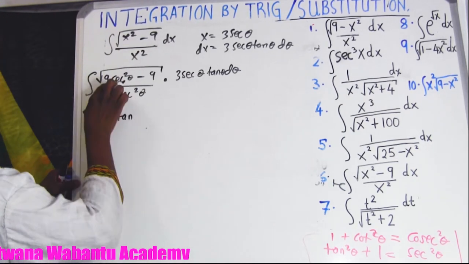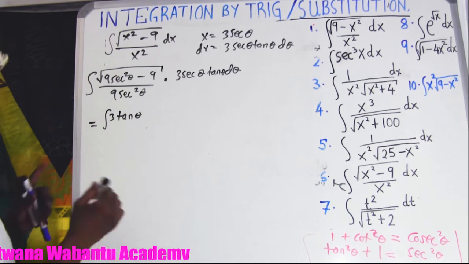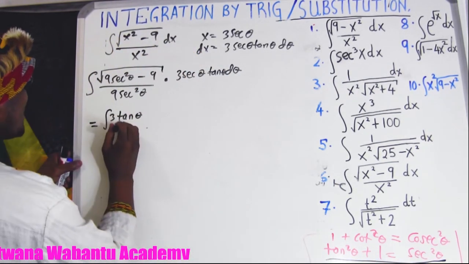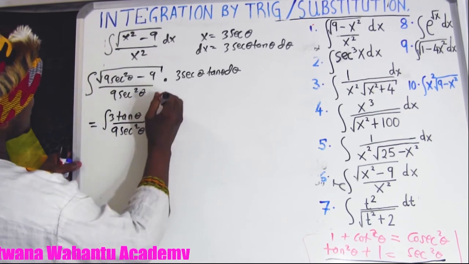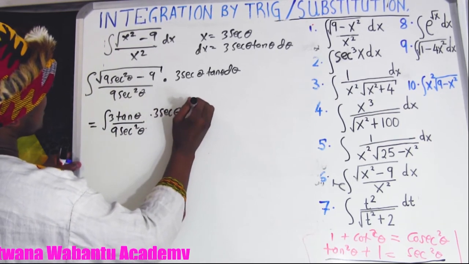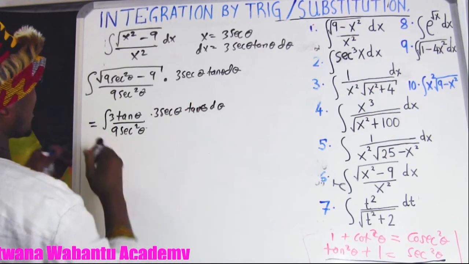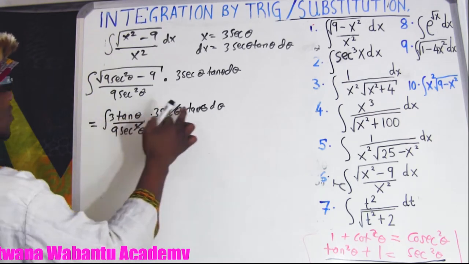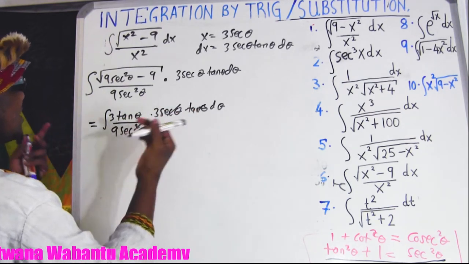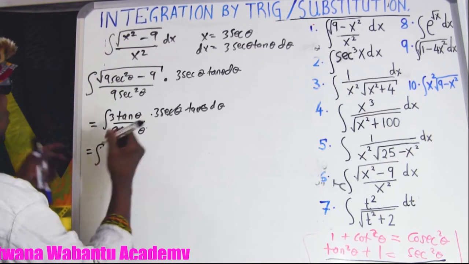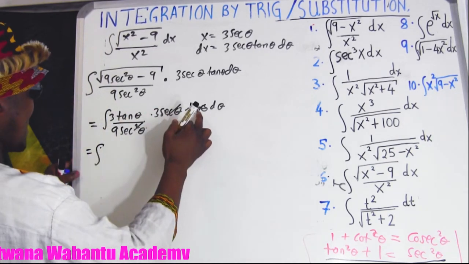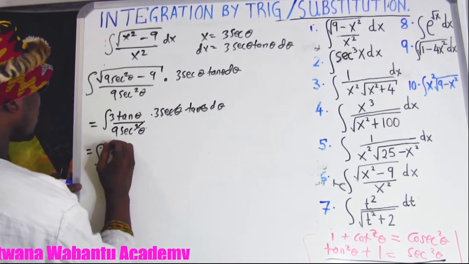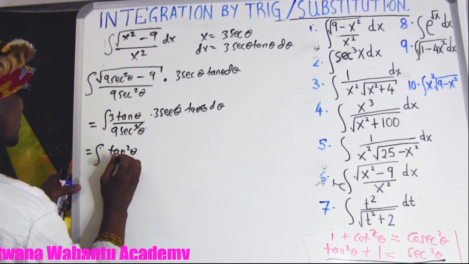Integral of tan, but there's a 3 here. I believe you know the identity, so we give a 3 tan theta, and here is going to be 9 sec squared theta, and here is going to be 3 sec theta tan theta d theta. Some of them are going to cancel. 1 sec, 1 sec, and 3 and 3, 9 over 9 is 1. So we just say tan squared on top, and at the bottom is only 1 sec.